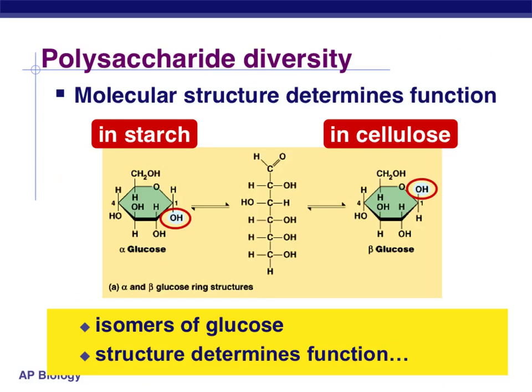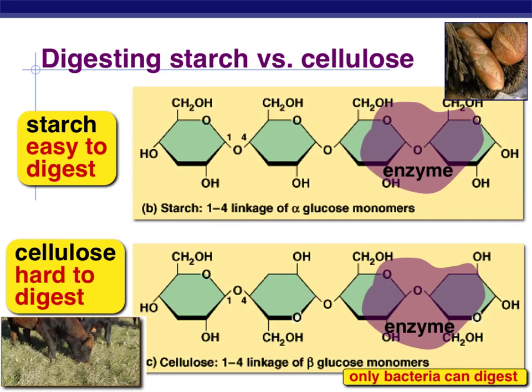And remember, we talked about structure determining function. Structure goes with function, and function goes with structure. So if you think about it, humans are capable of digesting starch, but we are incapable of digesting cellulose, and it's because of the arrangement of that OH bond, or OH group, sorry. So when it comes to digesting starch, it's really easy for us because these starches form what we call a 1,4 alpha glucose linkage.